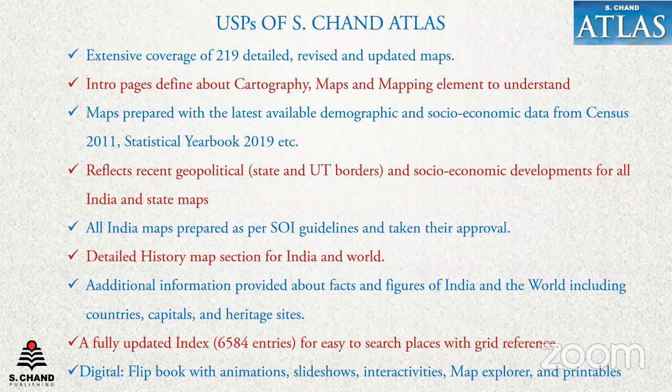Detailed historical maps of India and the world we are providing, and place names in the index, that is 6584, we are providing. So if you want to look for any place in the world, in India or any country, what is mentioned in the atlas in general, you can find it in our atlas. And the last one is the digital support. For this atlas, we are providing a flip book with 4 very important features: animation, slide shows, interactivities, map explorer, and printer.